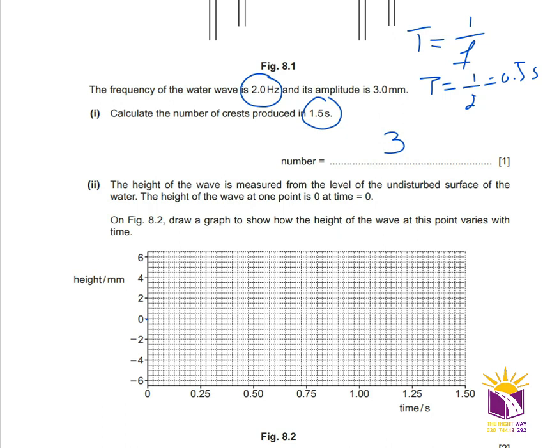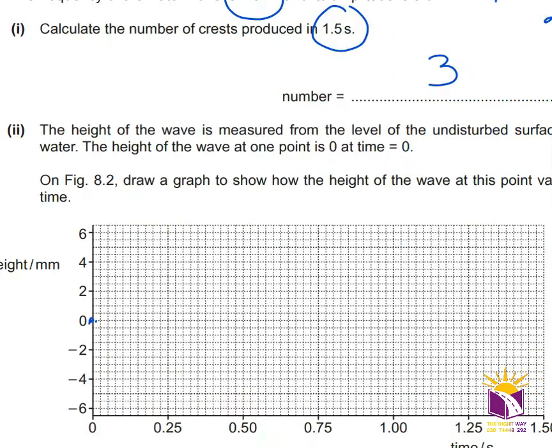Our wave is completed in 0.5 seconds. So at 0 it is 0, at 0.5 it is also 0. Till here our one wave is completed. So at 0 it is 0, at half wave it is also 0, and at full wave the amplitude is also 0.